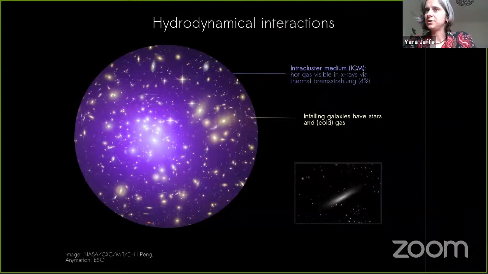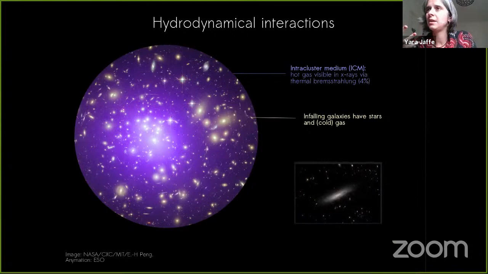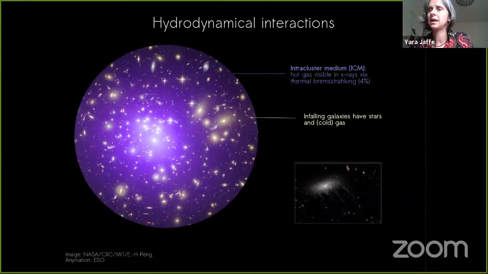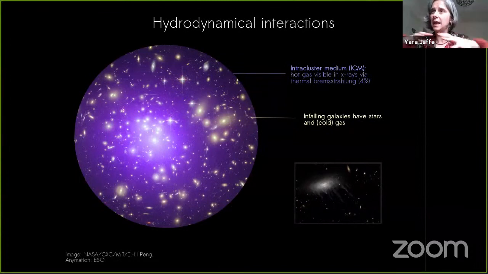But if we go to the hydrodynamical interactions, we have that in galaxy clusters, not only we have galaxies and dark matter, but we have another component, which is called the intracluster medium, which is very hot gas that fills the space between galaxies. And we can see it in X-rays via thermal Bremsstrahlung, and it accounts for about 4% of the total mass of clusters. Infalling galaxies will encounter this intracluster medium and will feel the effect of the gas in the galaxies interacting with the gas in the cluster.